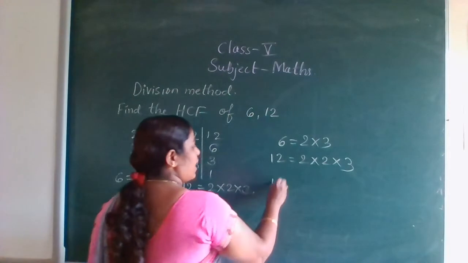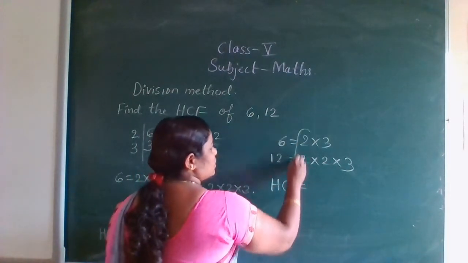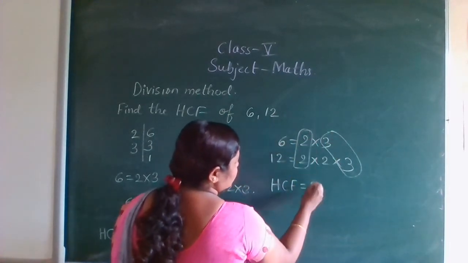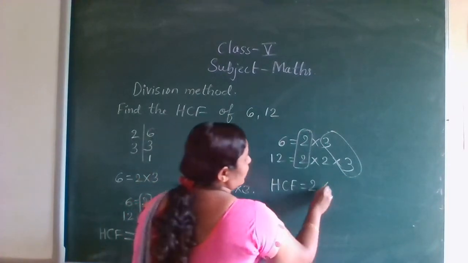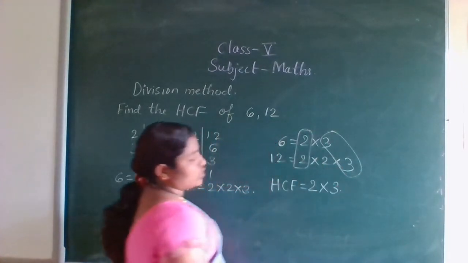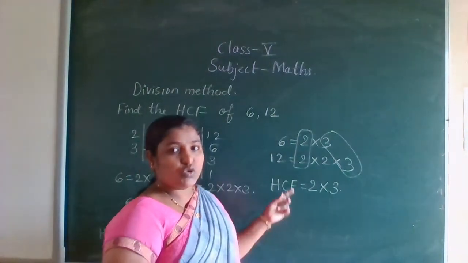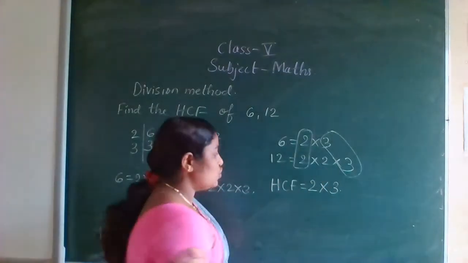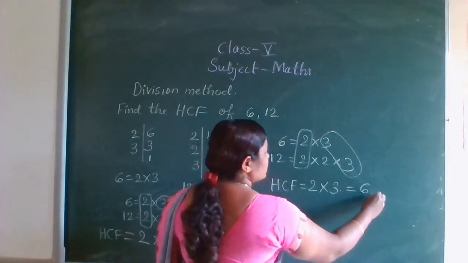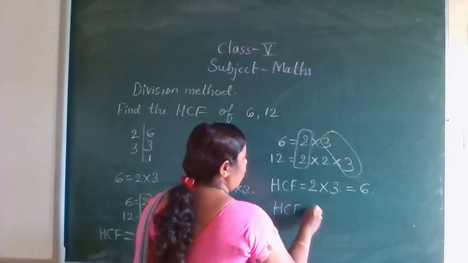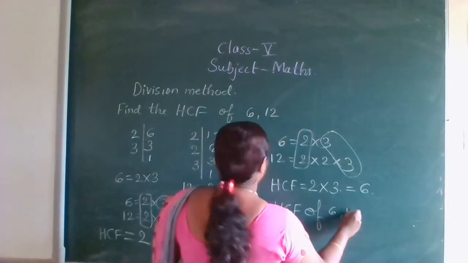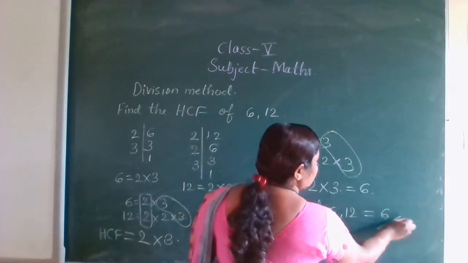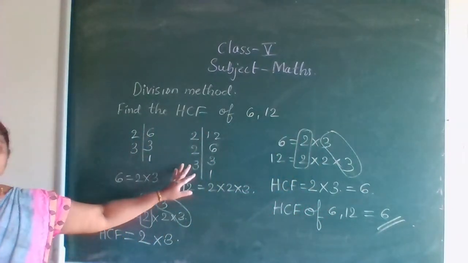So how to identify the HCF? This is one set, and 3, 3. In this set we should take only one 2 into 3. We should take the common, the highest common factors. So the extra 2 is remaining. We should not consider this. We should leave this. So 2 into 3 is equal to 6. So the HCF of 6 and 12 is 6.